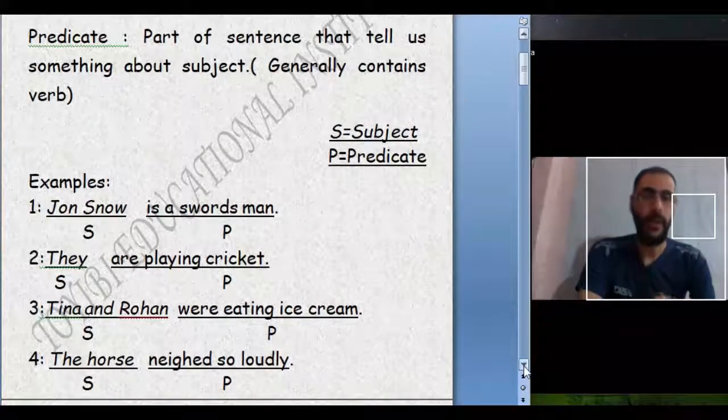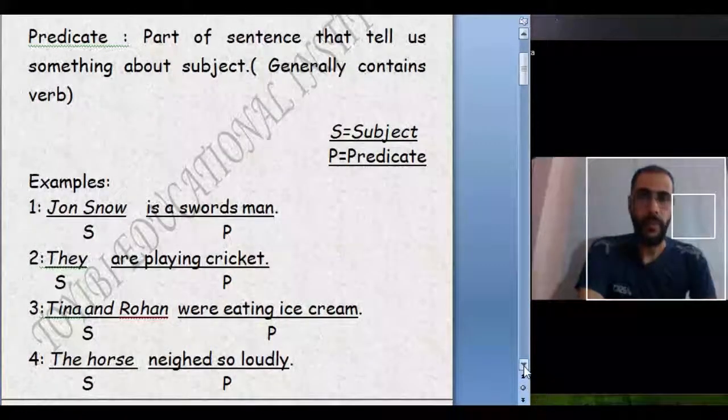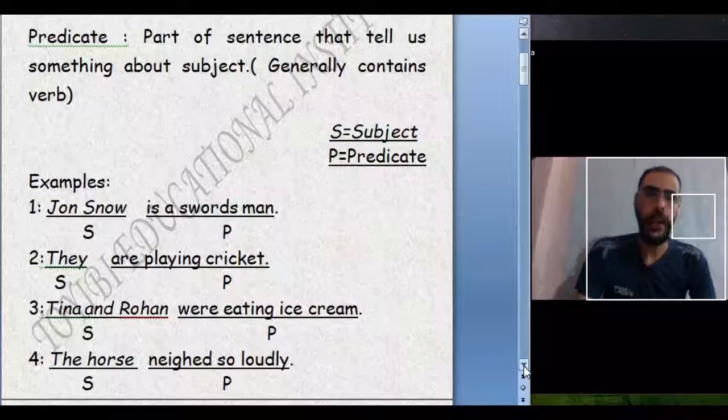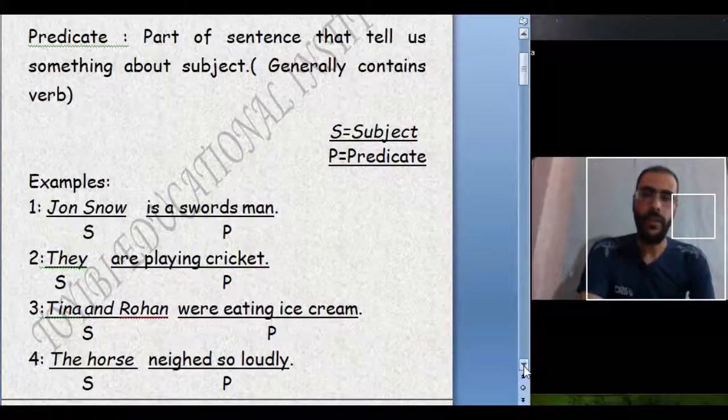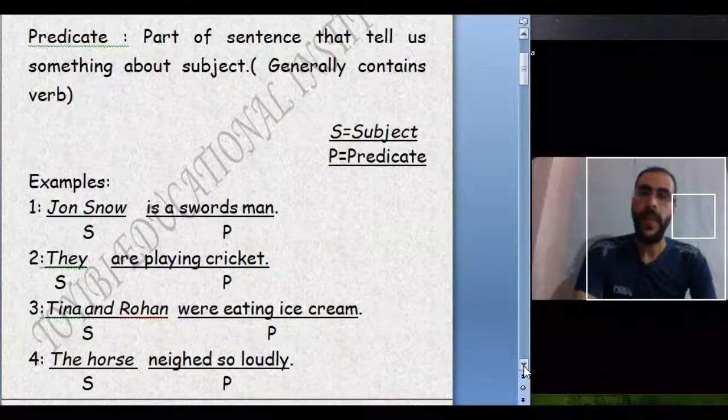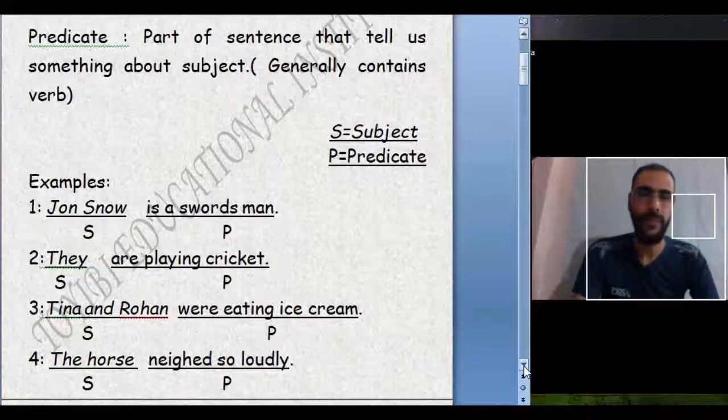They, I'm not mentioning any noun, I'm not mentioning the name of a person. They are playing cricket. वो cricket खेल रहे हैं, तो वो subject है. Are playing cricket, ये हमारे पास information है, तो it is predicate. Tina and Rohan, I have collectively taken them as a subject. We're eating ice cream. उनके पास, हमारे पास जो उनका information है, that they are eating ice cream. The horse neighs so loudly. The horse is a subject. Neighs so loudly is a predicate.